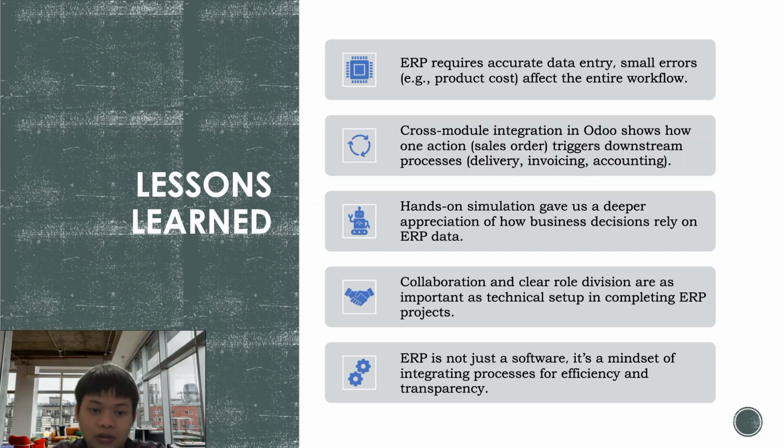Fourth, we learned that collaboration and clear role divisions in teams are just as important as technical setup. By splitting tasks across sales, manufacturing, and accounting, we were able to complete the project efficiently. Finally, ERP is not only a piece of software, but also a mindset. It's about integrating processes for efficiency and transparency, helping organizations work as a unified system rather than isolated departments.